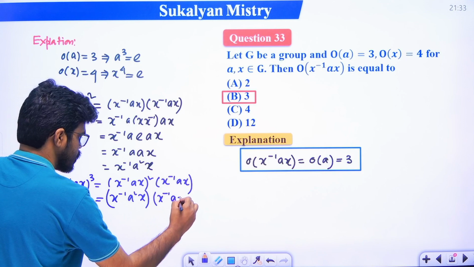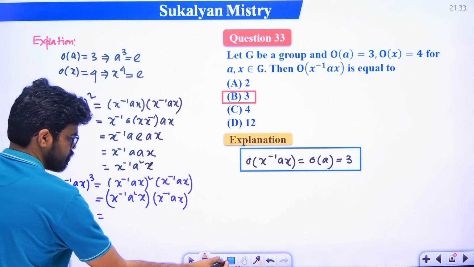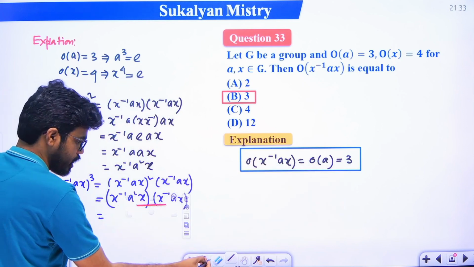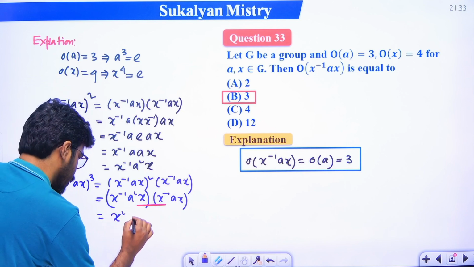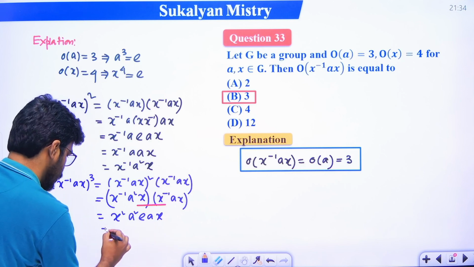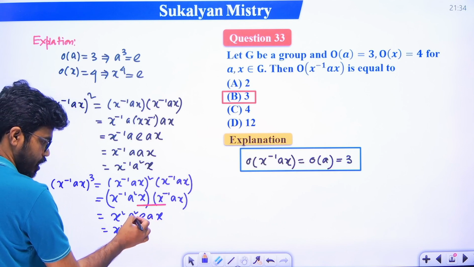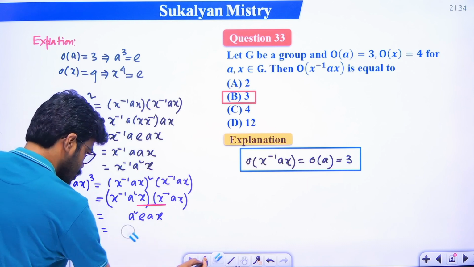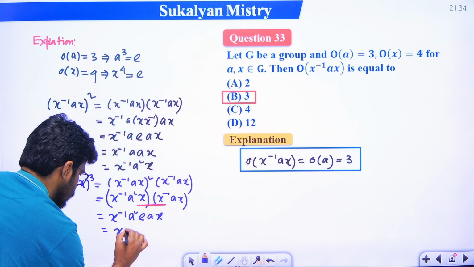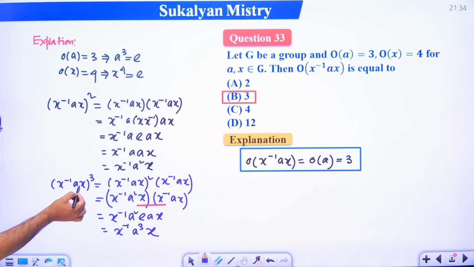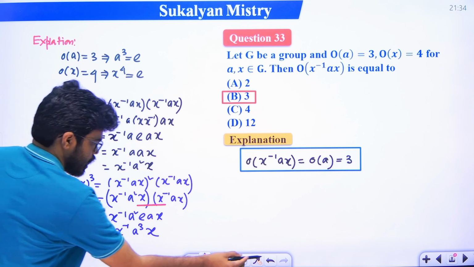x inverse a x, okay. See, x inverse x, that means identity, x inverse, that is e into a square, that is simply a square. Ultimately what do we get here? x square a square, x into x inverse, that is e a x, that means I get x square. See, e into a, that is a square into a, that is a cube. So x inverse a cube x, understood. So x inverse a x whole cube is simply x inverse a cube x, just the power goes on the middle, okay.